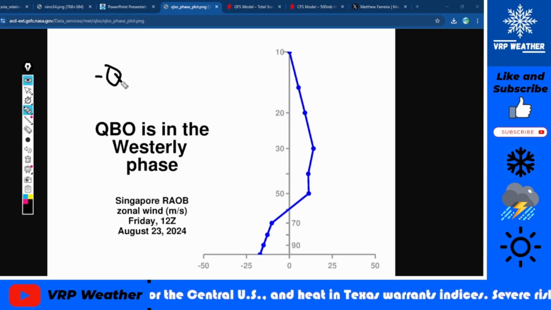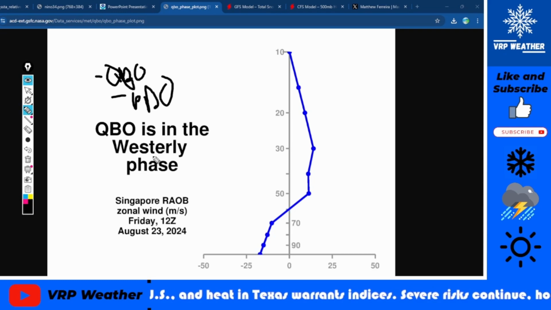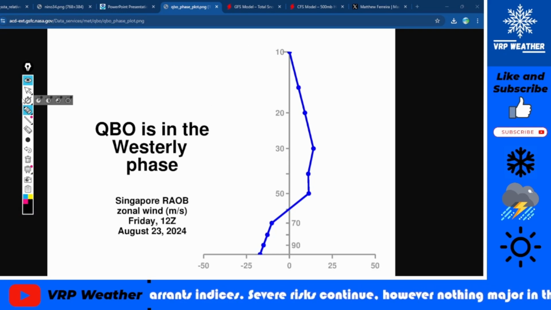If we have a negative QBO and a negative PDO, they don't necessarily mean the same things. So they're kind of opposite of each other, somewhat ironically. So that's what we have to pay attention to, how these conflict against each other and make an ultimate outcome that we're still going to have to figure out in the coming months.